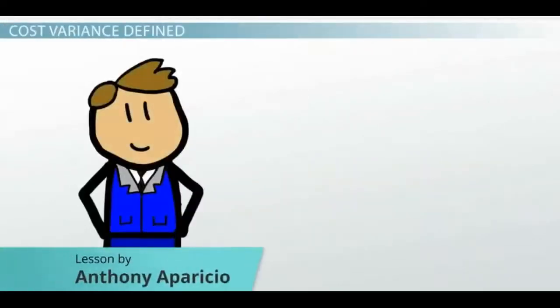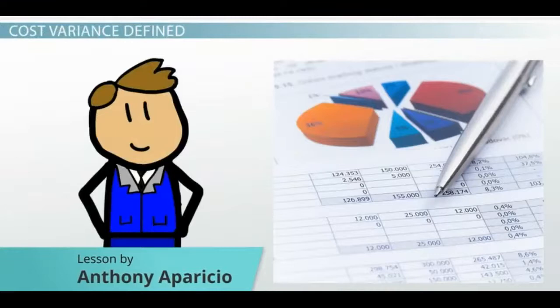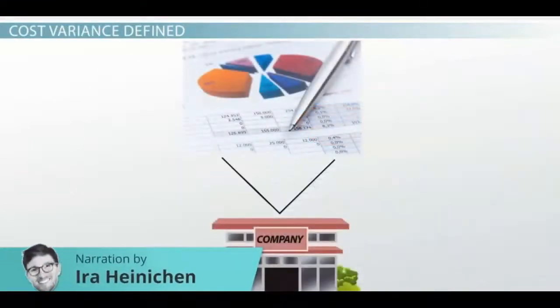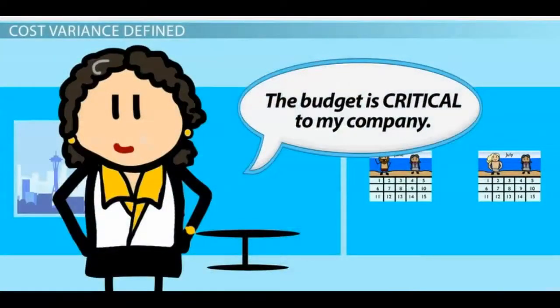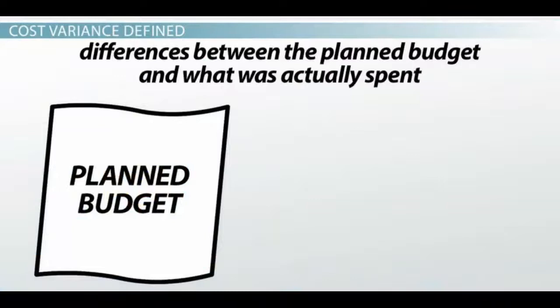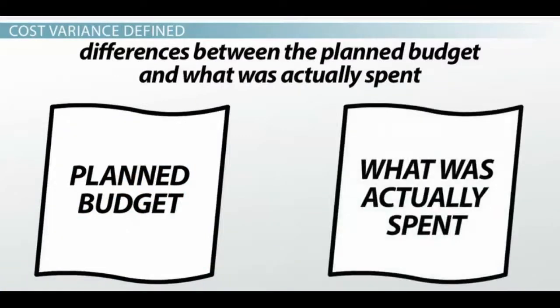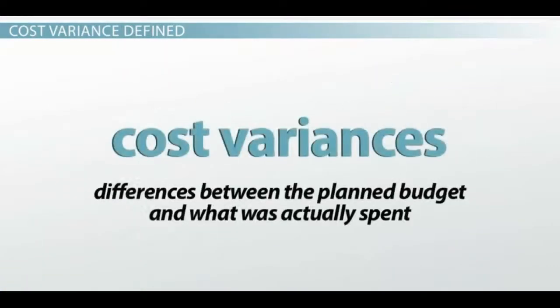As an individual, you've probably set up a budget for your income and expenses. Businesses also have budgets, and they are very important. They are so critical to operating a company that additional steps are taken to analyze the differences between the planned budget and what was actually spent. These differences are called cost variances.